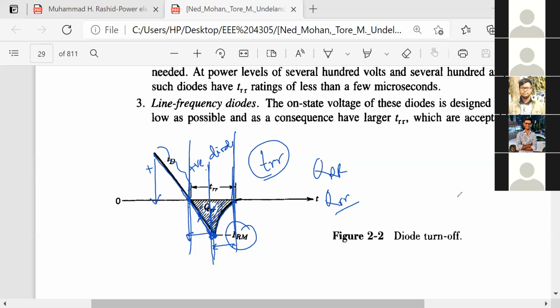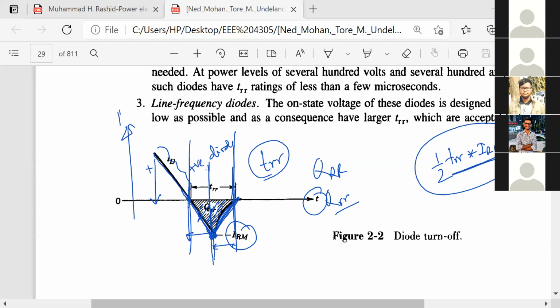So why is this area known as charge? Because this is the time scale and this is your current scale. So the area will be nothing but half, if it is a rectangle, half t_rr multiplied by I_rr. So what is current multiplied by time? Charge. That is why they call it the reverse recovery charge. Okay, we will come back, inshallah, with some mathematical things.